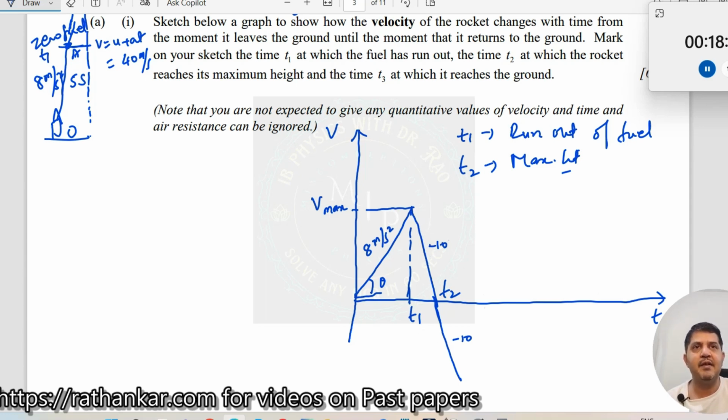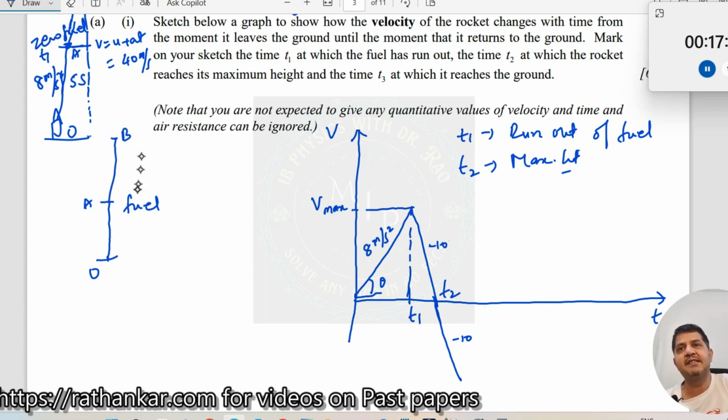Then what should happen? Now it has gone all the way up, and once again it should come down all the way. Whatever is the vertical distance covered, the same vertical distance should be described downward also, right? It has gone from point O to point A. This is when fuel ran out. From point A to point B, this is your maximum height. Why did it go up? Because it had some kinetic energy with it.